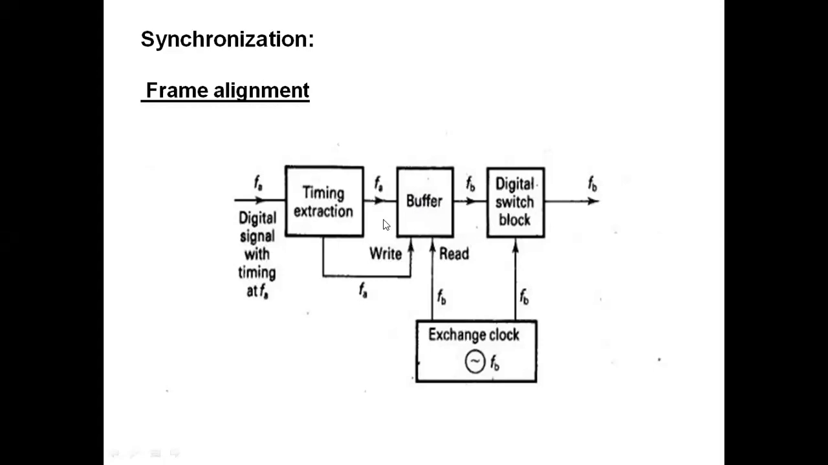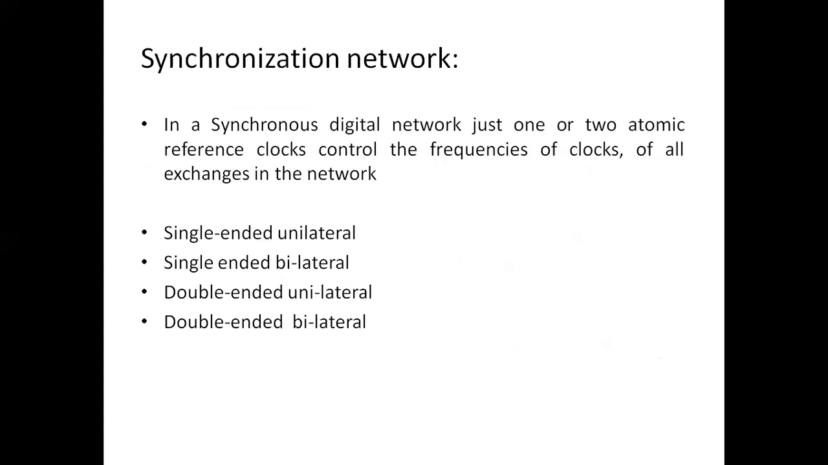This is the whole operation. We extract the timing of the incoming PCM and compare it with the local exchange clock frequency, and that difference is used to control the buffer level, which in turn controls the rate at which the incoming PCM can be stored and delivered to the other side of the exchange. This is about frame alignment. Next, we'll see the synchronization network.